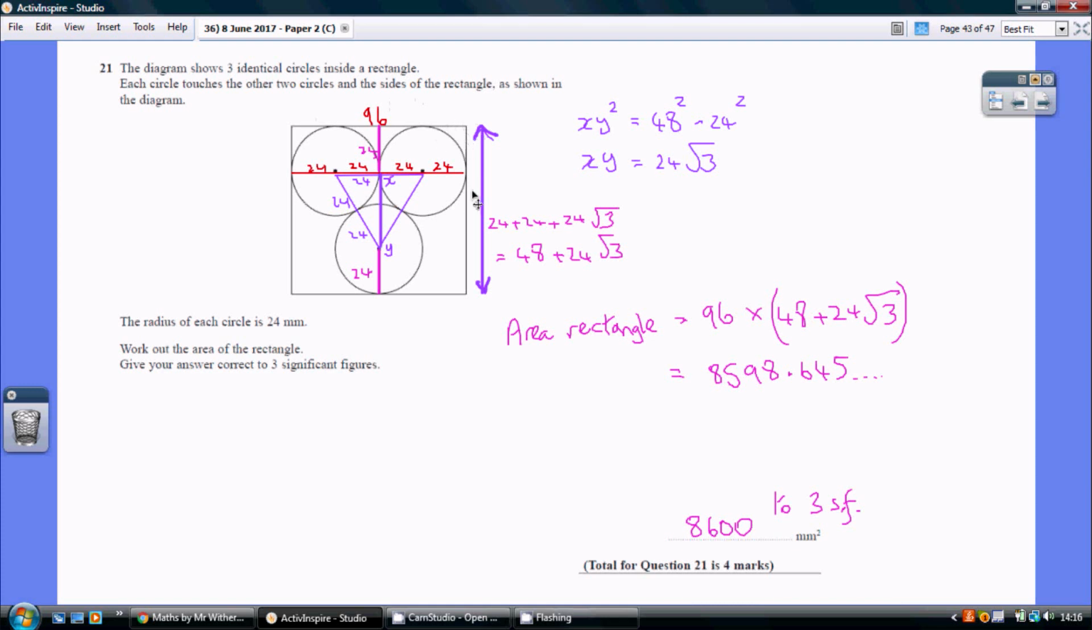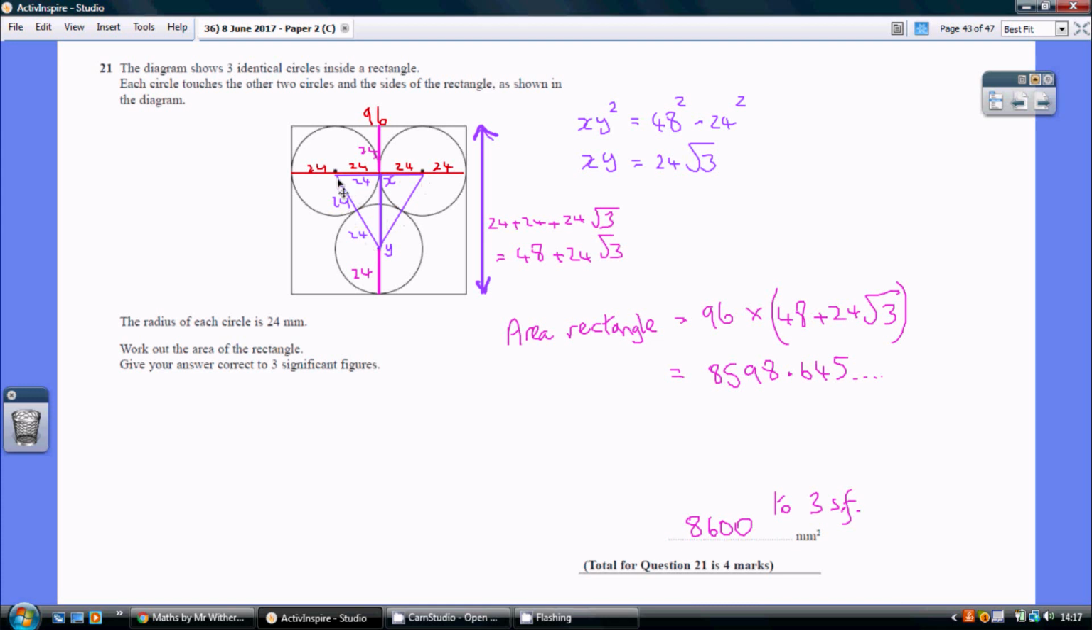Now what we need to do is to work out the height of the rectangle. Now we know this length here is 24, this bit here in pink. We know this bit here is 24 because that length there is obviously just the radius of that circle. So the key bit is to work out this stretch in purple. Now if we go and look at this triangle here, we've got a radius of a circle, radius, radius, radius, radius.